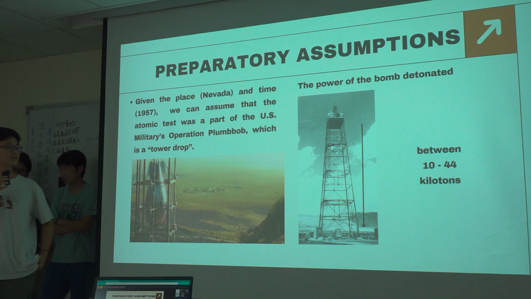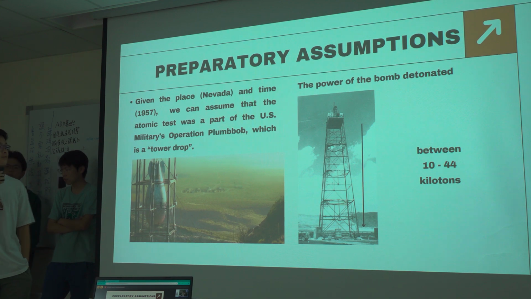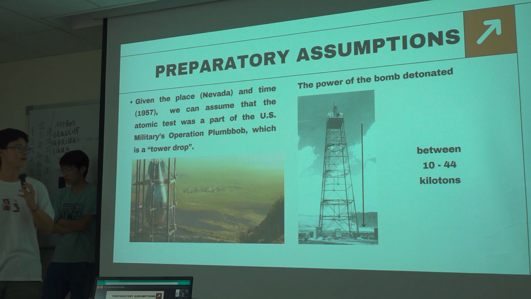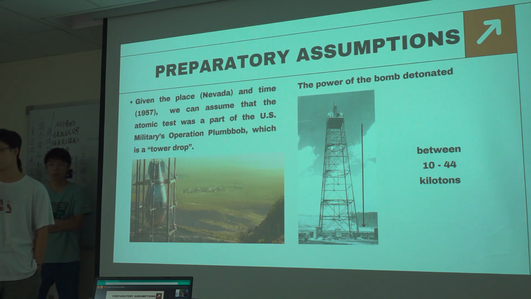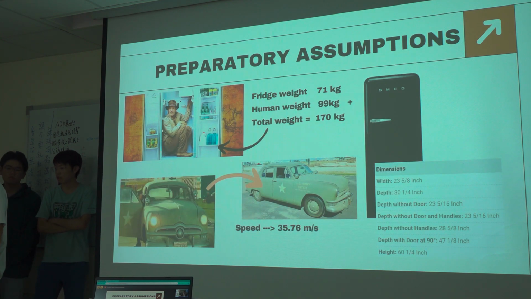For my assumptions, I'm going to use the place and time which Sam has given, which is Operation Plumbbob, considered a tower drop. I'm going to use the middle of the bomb's power range, which is 44 kilotons. It's from 10 to 74, so I'm going to use 44.